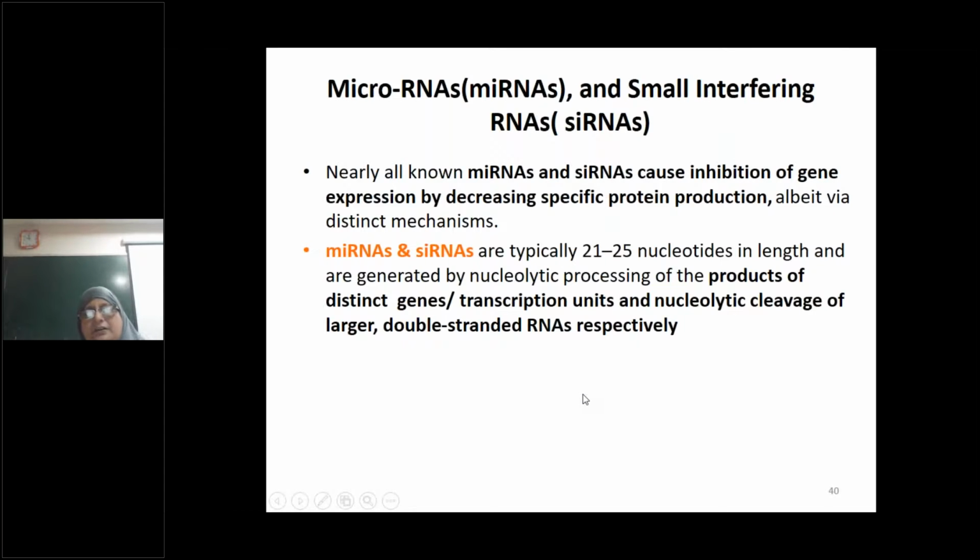Then we have the microRNAs and small interfering RNAs. These two types of RNAs cause inhibition of gene expression by decreasing specific protein production, and it may be by different mechanisms. Both these types of RNA are around 21 to 25 nucleotides in length, and both are generated by nucleolytic processing. But while microRNAs are the products of distinct genes or transcription units, the small interfering RNAs are formed as a result of nucleolytic cleavage of larger double-stranded RNAs.